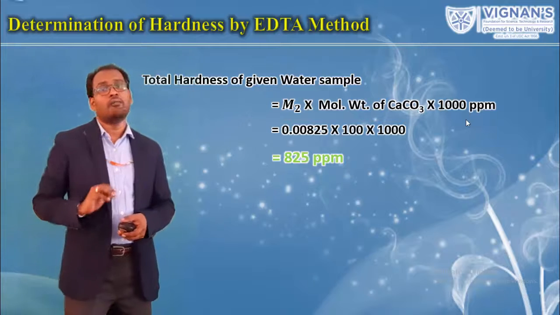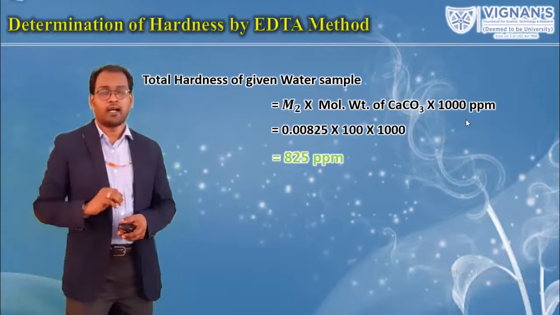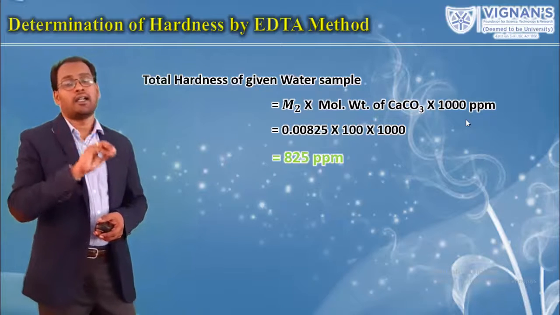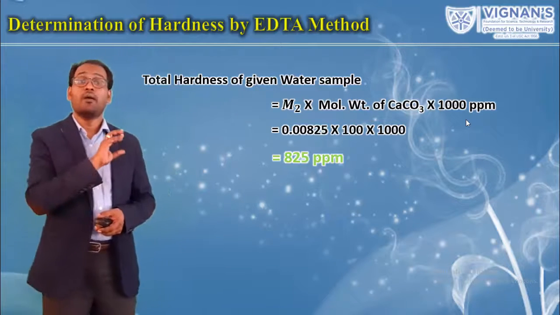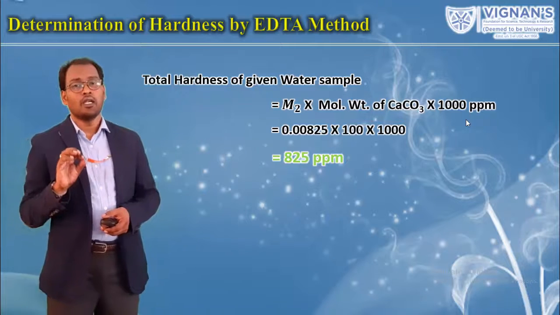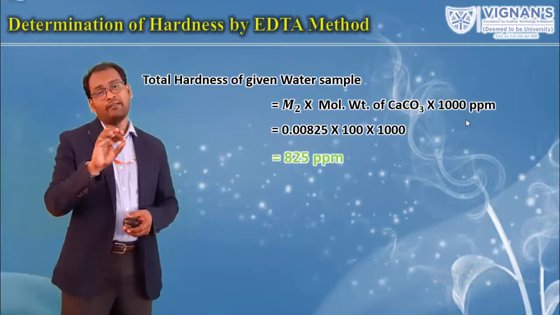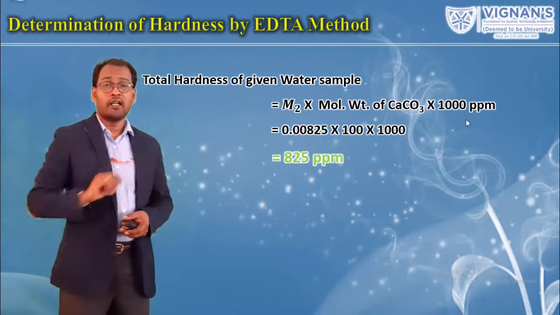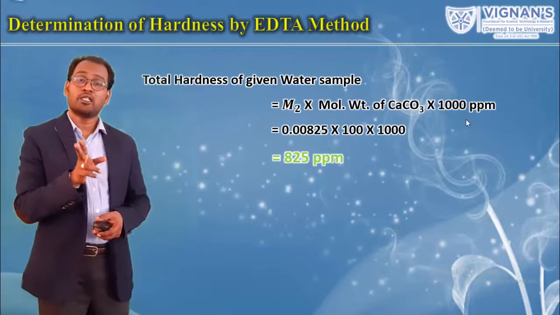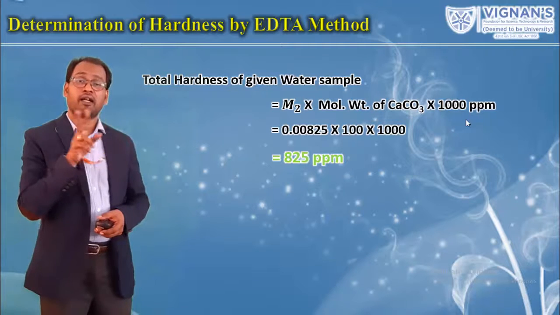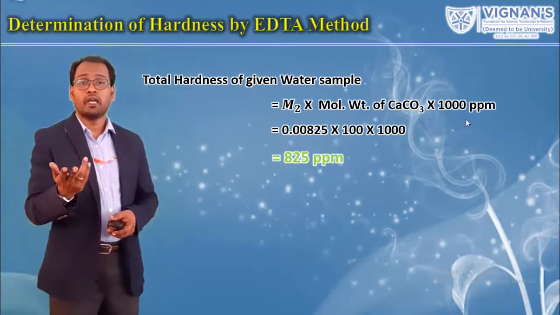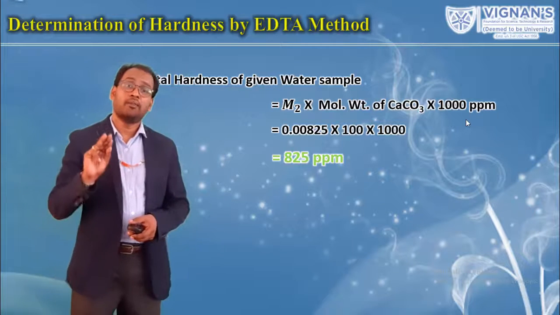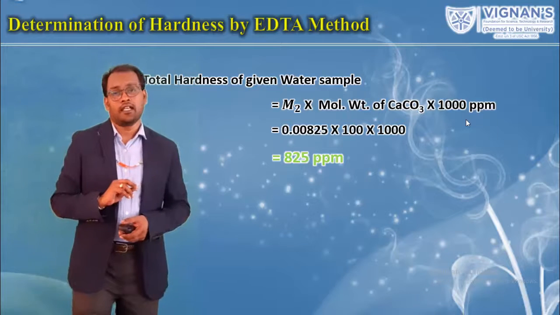You will get some molarity, or some ppm of hardness. So that will give you the permanent hardness value, if you use the water sample which is boiled and filtered. So you got total hardness, you got permanent hardness. If you subtract permanent hardness from total hardness, whatever you get will be temporary hardness. So this is how all these three hardness can be estimated using this EDTA method.